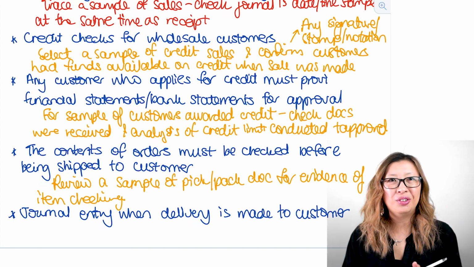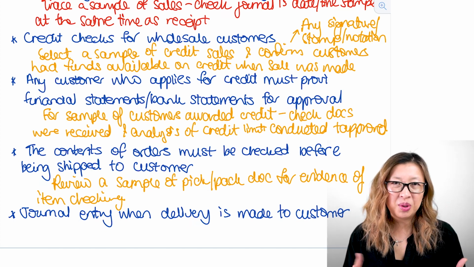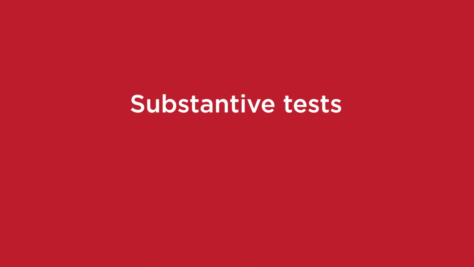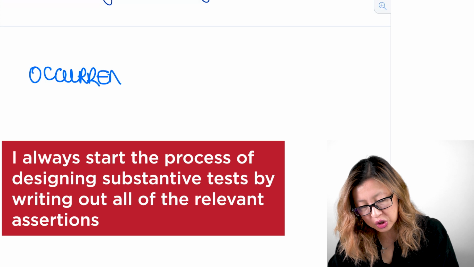So that is all of our processes or examples of how we might test internal controls. Let's get on to the substantive tests here. And I'm not going to write the substantive test because I realize that's probably going to take a long time. But let's look at the assertions here.